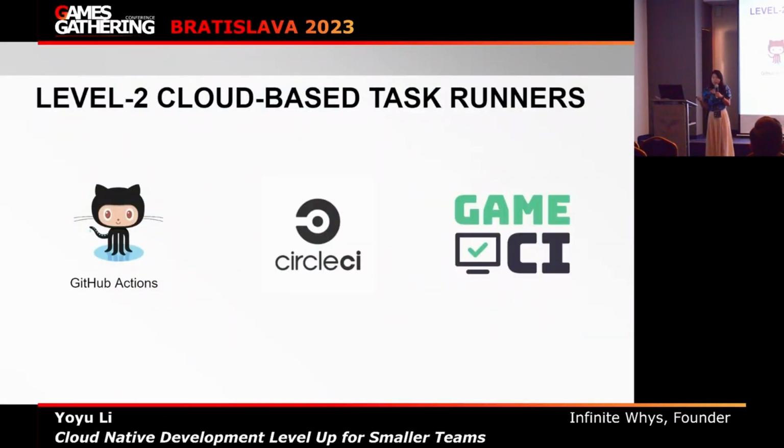There are many cloud-based task runners. Under the hood, they all use similar technology called Docker. But as game devs, we don't really need to be experts on Docker. We just need to consume those services. And there are a bunch we can choose from, like GitHub Actions, CircleCI, and GameCI. I personally haven't used it, but I heard good things about it. And GameCI is also a service that can replace Unity Cloud Build we mentioned in level 1.